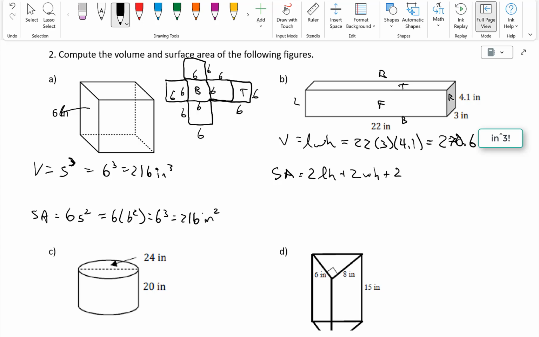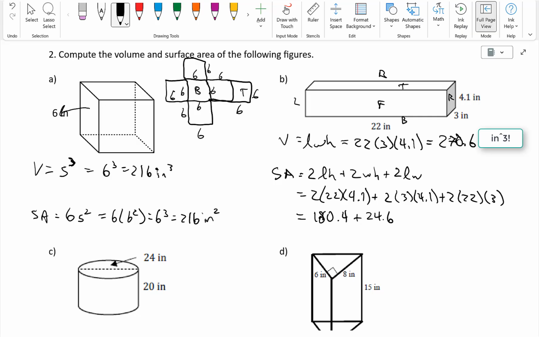Top we can see, bottom we can't down there. But those are our length by our width, so 2 LWs. So when we sub in, we get a 2, our length is 22, our height is 4.1, plus 2 times our width, 3, times our height, 4.1, plus 2 times our length, 22, times our width, 3, gives us a 44 times 4.1. We get 160 and 16, 176, plus a tenth of 44, so 4.4, so 180.4. Plus, we get a 6 times 4.1, or a 24.6.